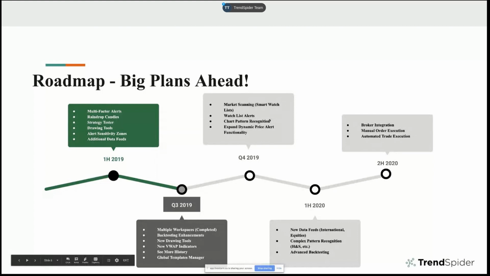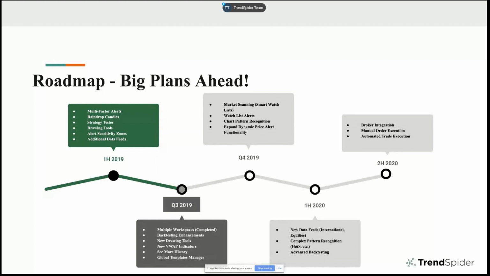When we get into the last quarter of the year, we're going to be working on some scanning capabilities, watch list alerts on an actual watch list. So for example, instead of having to create 10 different alerts individually, you'll be able to create a watch list, put the alert on the entire watch list, and when any of those stocks hit that specific criteria that you've implemented, that's when you'll get the alert. Chart pattern recognition, such as head and shoulders patterns, cup and handles, that type of thing, and we will be continuing to expand our alert functionality as well.